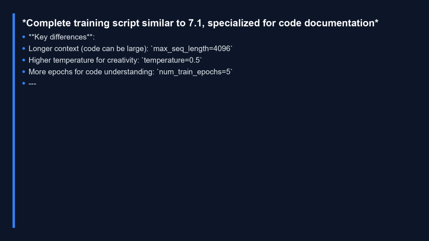Second, temperature is set to 0.5 during inference, slightly higher than you'd use for factual tasks, because good documentation requires some creative synthesis, not just pattern matching. Third, num_train_epochs is set to 5. Code structure has more syntactic complexity than conversational text, and the model benefits from additional passes to internalize language-specific patterns.